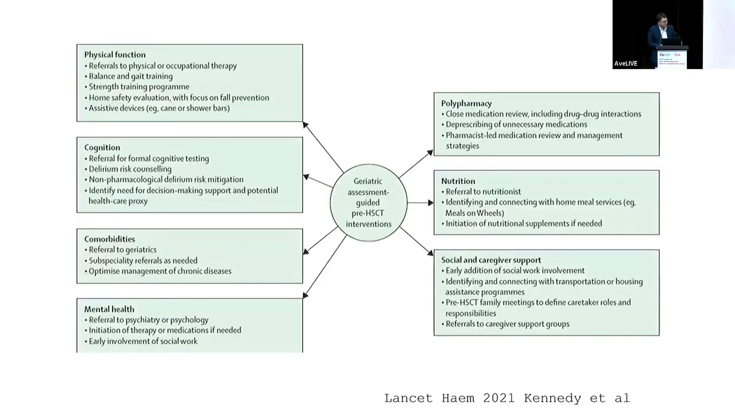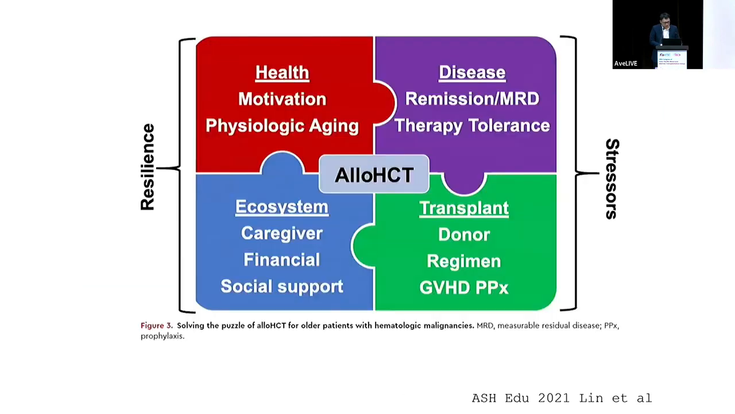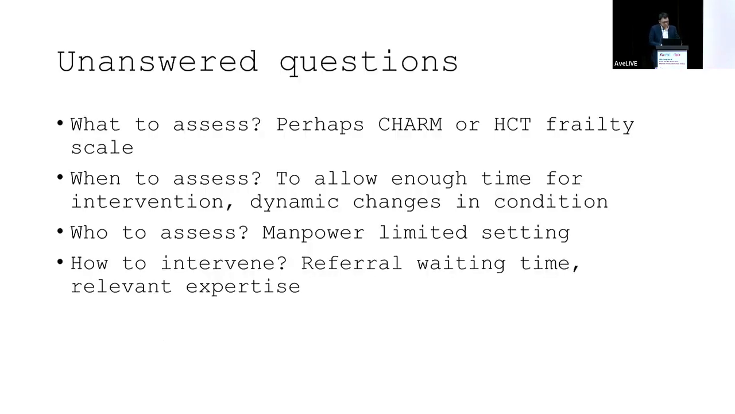And hopefully we can have a multidisciplinary approach, trying to optimize in terms of physical, cognition, comorbidities, mental health, polypharmacy, nutrition, and social. This is shared by the author from MSKCC, saying that we are very good on the right-hand side: disease, transplant conditioning, finding the good cells and things like that. But on the left side, we also need to look into the patient, motivation, physiological changes, as well as the ecosystem supporting them. So we still have a lot of unanswered questions.